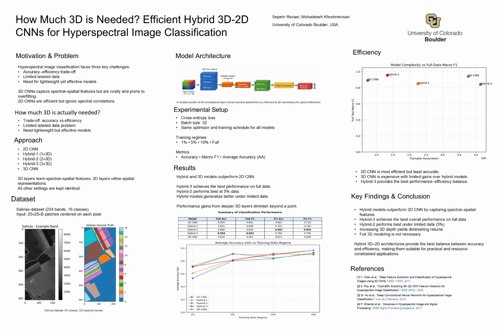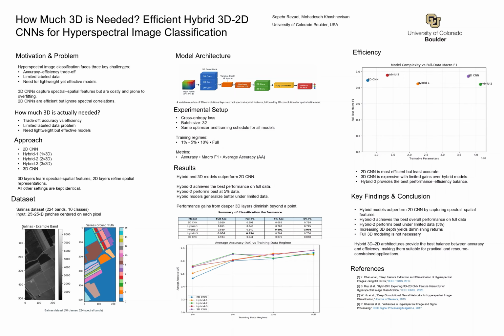Now we look at efficiency. 2D CNN is the most efficient but least accurate. Full 3D CNN is expensive in terms of parameters, training time, and memory. Hybrid 3 provides the best balance, very high accuracy with much lower cost than full 3D. We also observe diminishing returns. Adding more 3D layers improves performance at first, but beyond a point, the gain becomes very small.